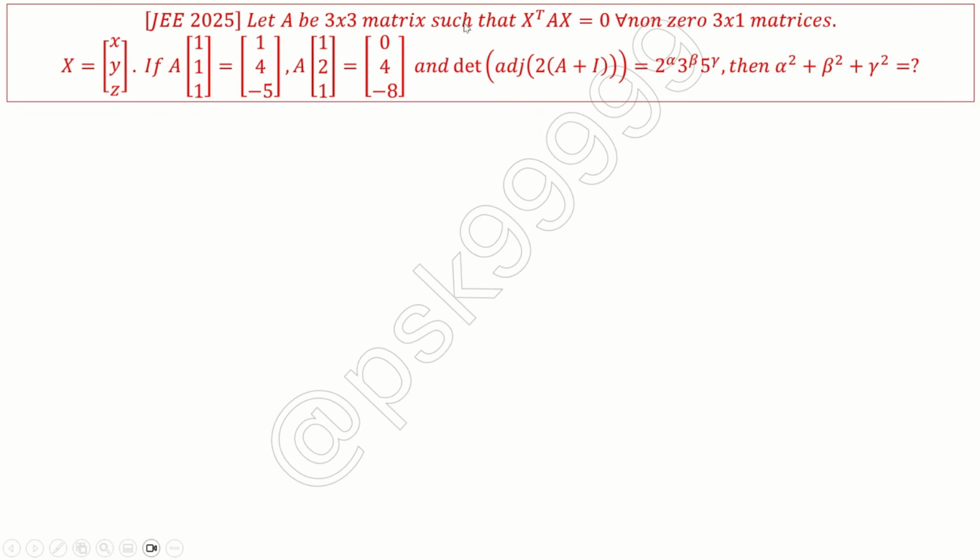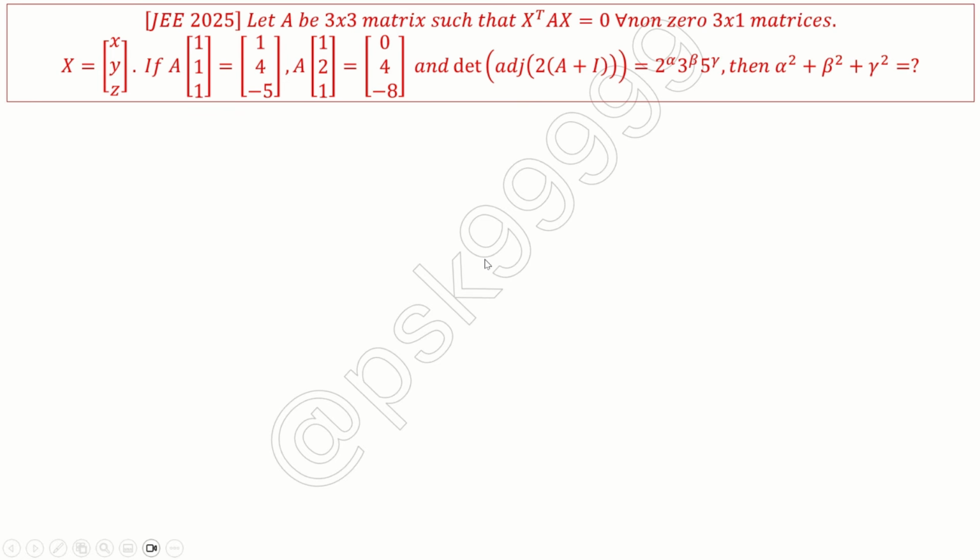Let A be a 3 by 3 matrix such that X transpose A X equals 0 for all non-zero 3 by 1 matrices X = [x, y, z]. A times [1, 1, 1] is [1, 4, 5], and A times [1, 2, 1] is [0, 4, -8]. Now the determinant of adjoint of (2A + I) equals 2^alpha times 3^beta times 5^gamma. Then what is the value of alpha square plus beta square plus gamma square?